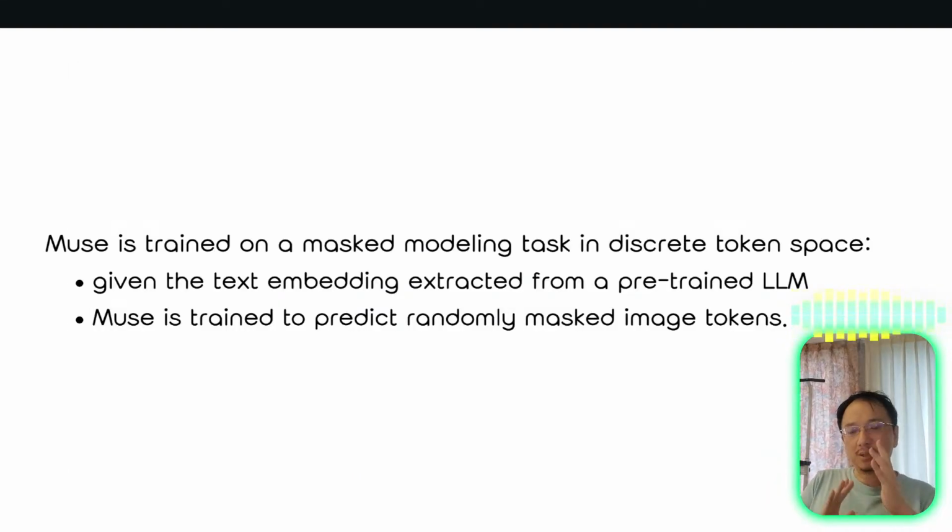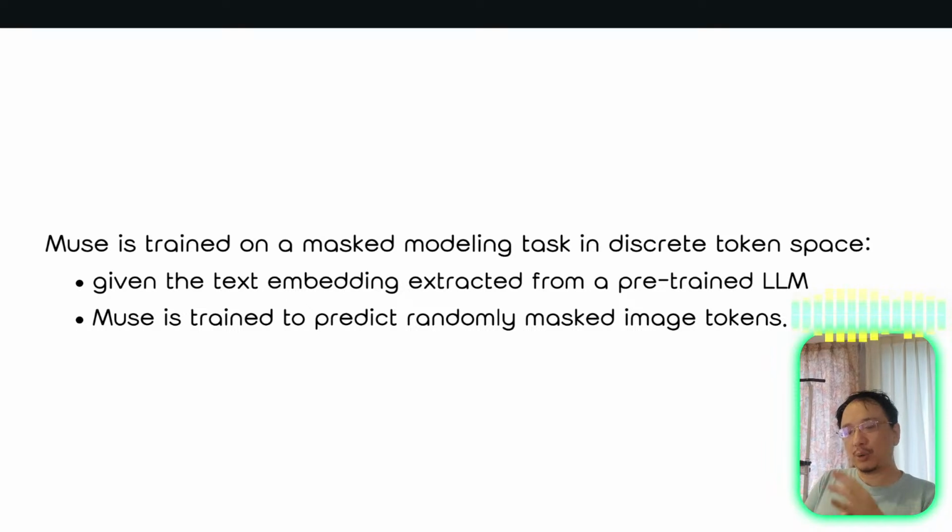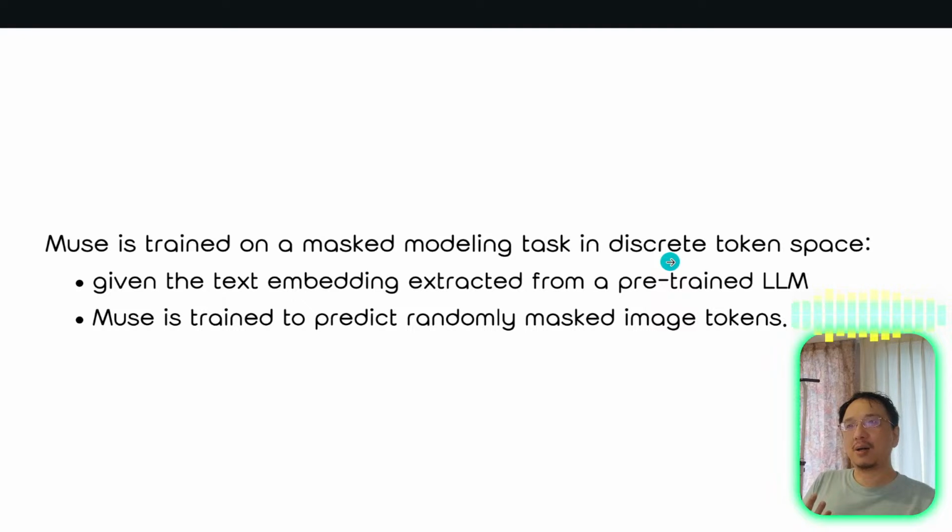It is also a text-to-image generative model, but the difference between this one and the diffusion model is that it is trained on a masked modeling task in discrete token space. That's a key difference. The diffusion model is usually trained on latent space or pixel space, no matter which, it is a continuous space, not a discrete token space. So that's the first difference. And the second one is that it is trained on a masked modeling task.